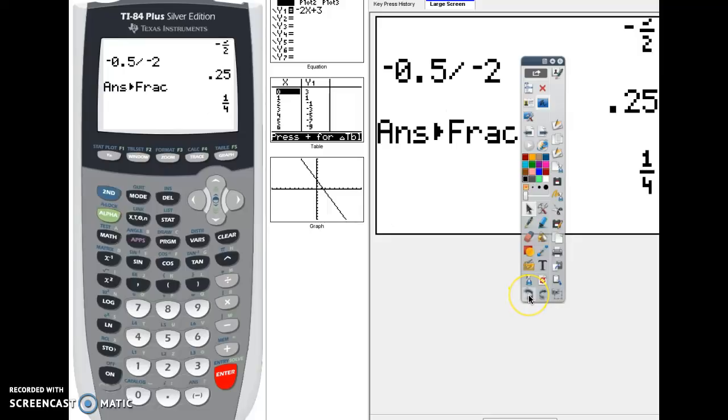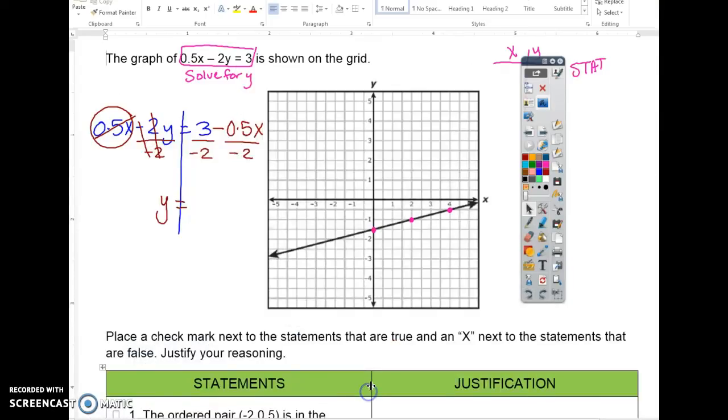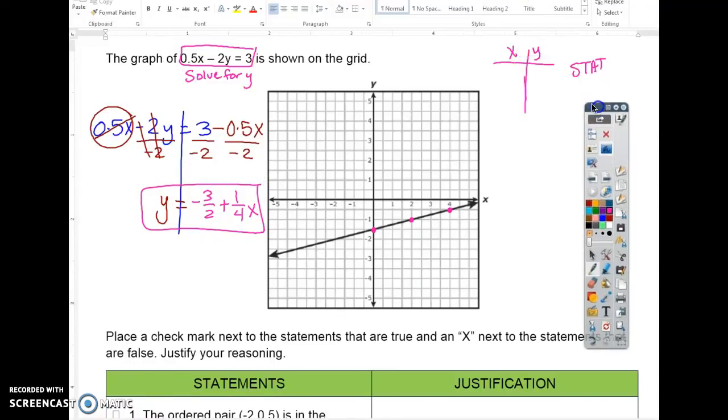So our equation is negative 3 over 2 and positive 1/4 x. This was a negative and divided by a negative. That's why I changed to a positive. Okay? So you can get it this way, or you can get it again this way.